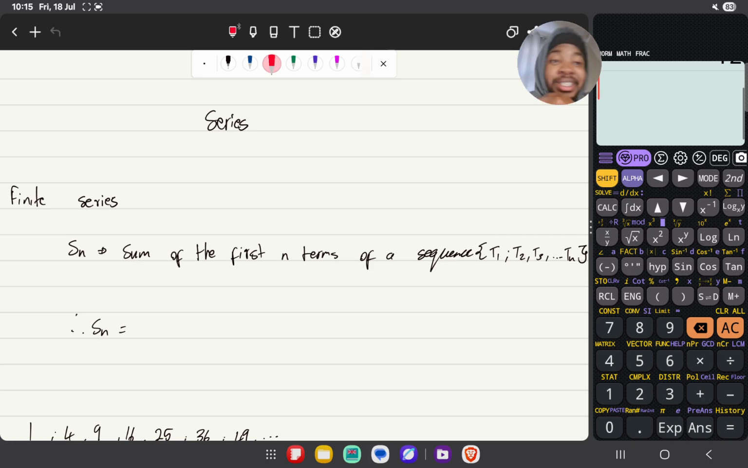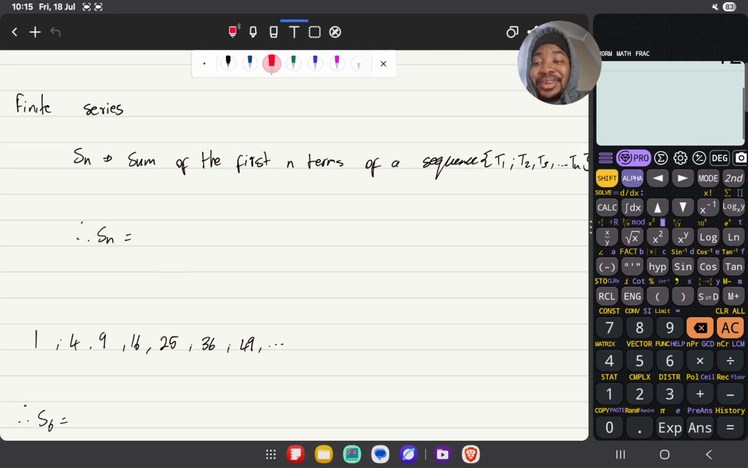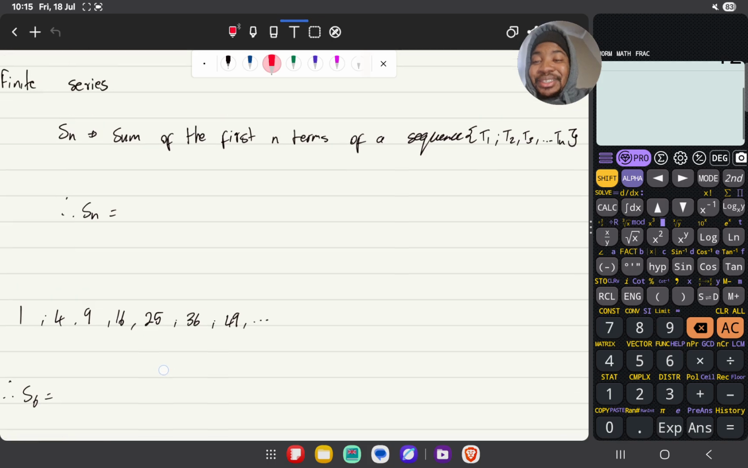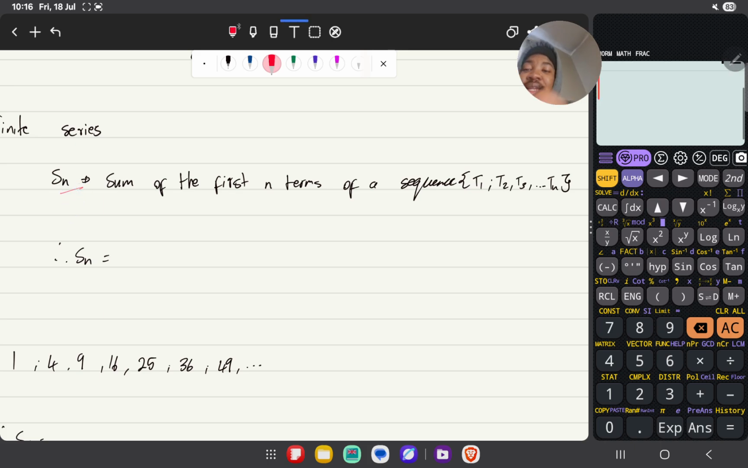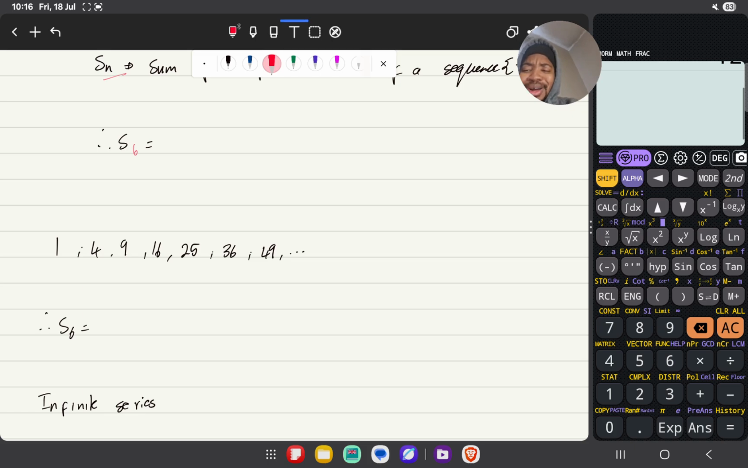For that we have finite series and infinite series. For the finite one, you are adding up until a particular term. Usually when they say Sn, it is the sum of the first n terms in the sequence. Therefore, if I'm saying give me S6, I'm saying give me the sum of the first six terms in our sequence.